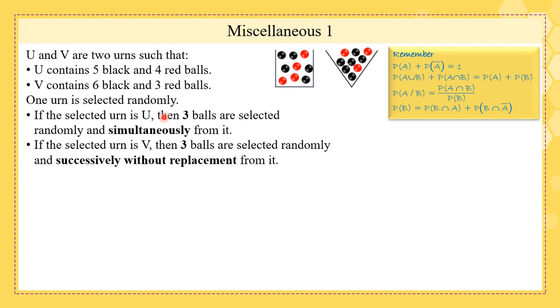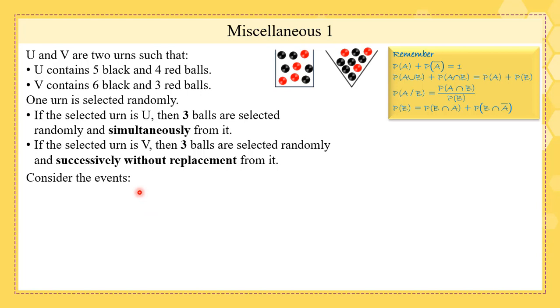Now, after selecting the urn, if it were U, we're going to select the 3 balls simultaneously from it. And if it were V, we're going to select the 3 balls successively without replacement from it. So the selection here depends on whether we've selected before U or V. Now notice here that we have two events happening. One of them is happening before the other. The first event is selecting the urn, and the second event is selecting balls from the urn. And from here we can say that this story involves conditional probability.